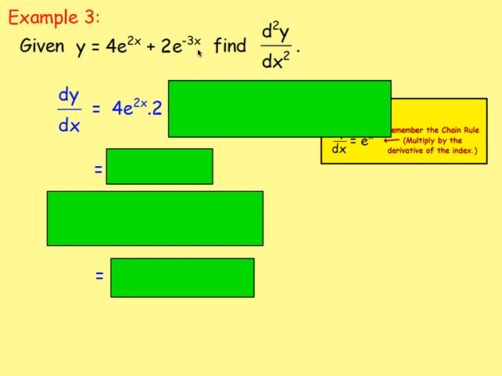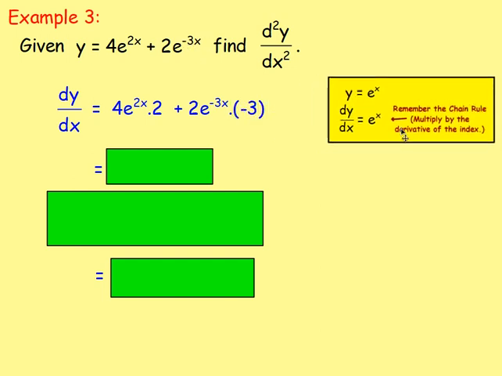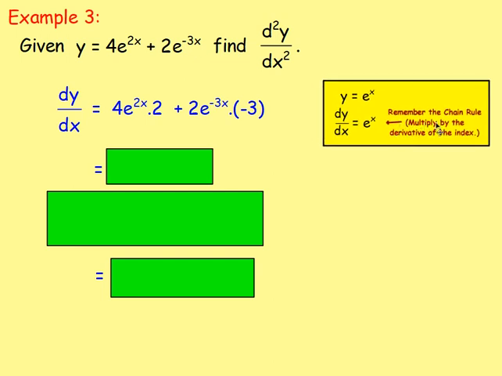With 2e to the power of negative 3x, the 2 would stay as it is. E to the power of negative 3x would stay as it is. And again, you multiply by the derivative of this index. So you'd be multiplying by negative 3. Just a recap from differentiating e to the power of x with that lesson.